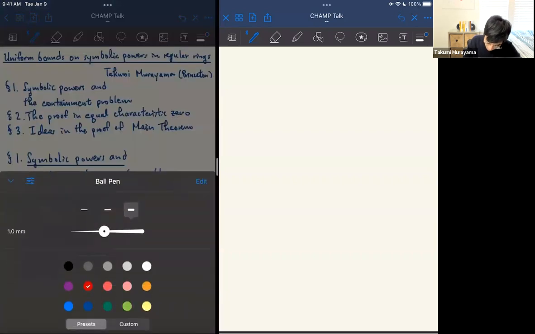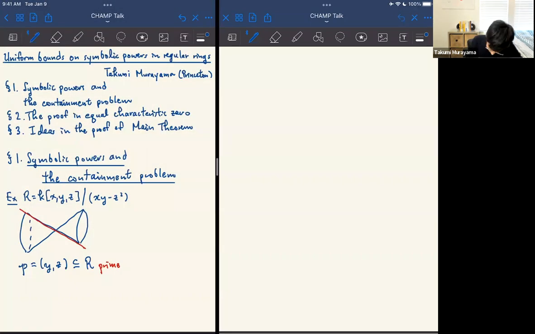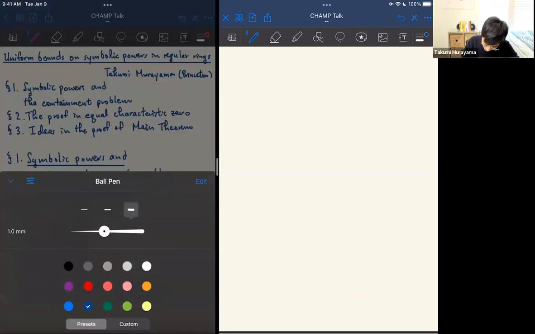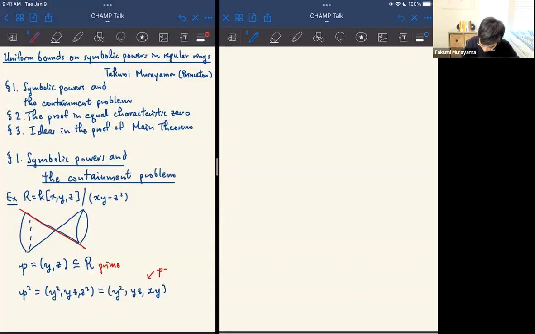Okay. And so what happens if you square the prime? If you take P squared, well, you can just compute what P squared is. It's y squared, yz, z squared. But we know that xy equals z squared in this ring. So this is y squared, yz, xy. And one thing you'll notice is that this ideal is no longer primary. I wrote P-primary first, but it's not P-primary. And you can write down the primary decomposition. It ends up being (y) intersect with (x, yz, y squared).